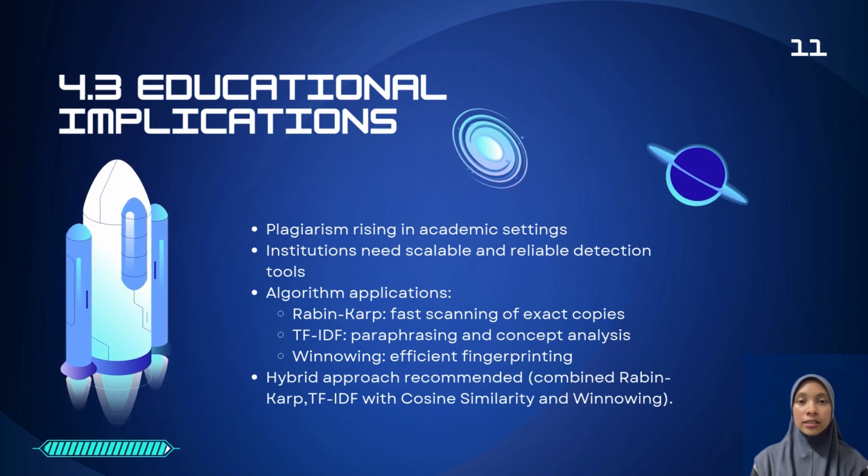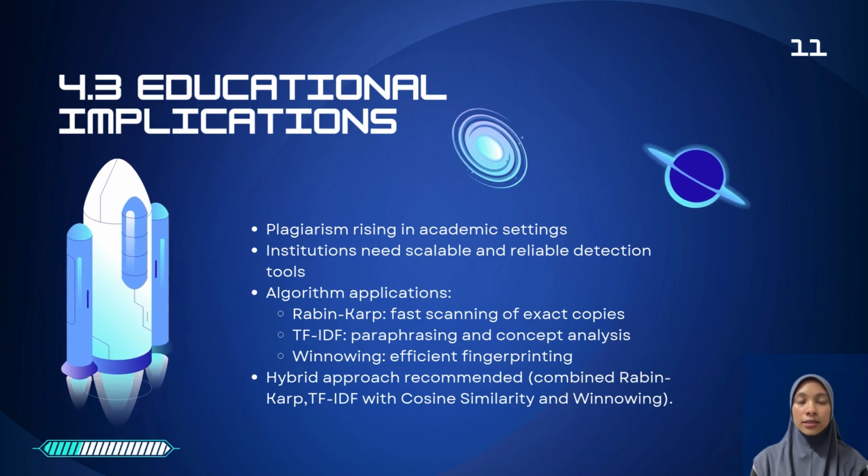Next is TF-IDF with cosine similarity. TF-IDF with cosine similarity is more suitable for in-depth analysis. It helps uncover paraphrased content, ensuring students don't simply replace sentences without original thought. This approach is essential in assignments that require individual interpretation, such as essays or theoretical discussions.